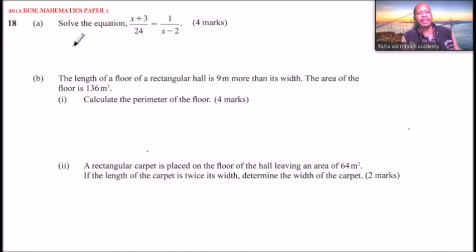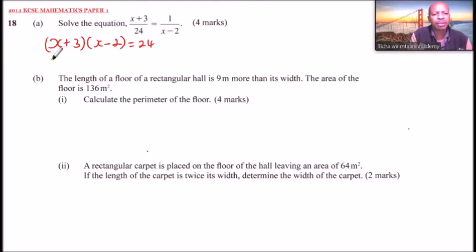So number 18, we are told to solve the equation (x plus 3) over 24 is equal to 1 over (x minus 2). What we need to do here is to cross multiply, and so we write x plus 3 multiplied by x minus 2 is equal to 24 times 1, which is 24. You open the bracket, you'll get x squared minus 2x plus 3x, and then we have minus 6 is equal to 24.